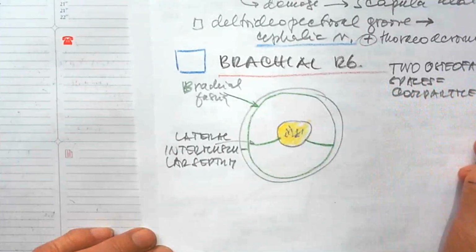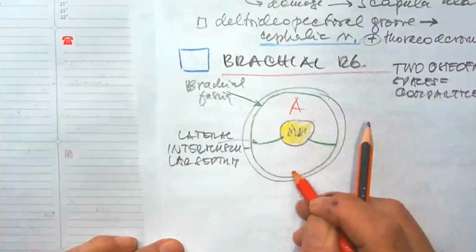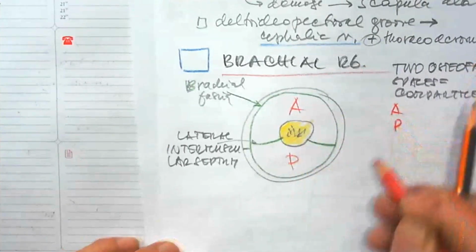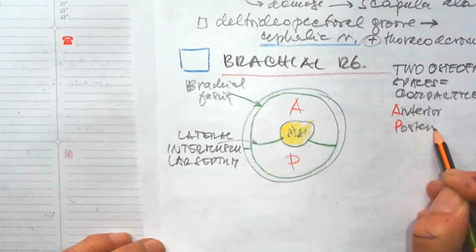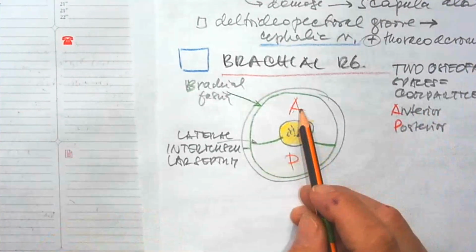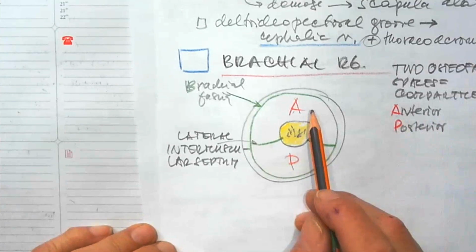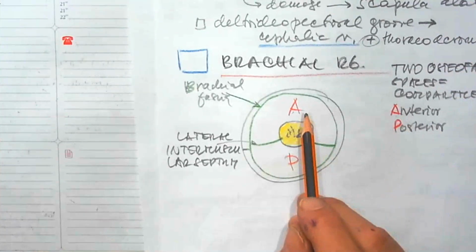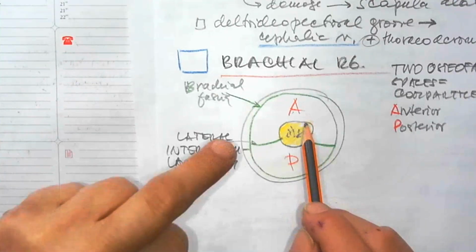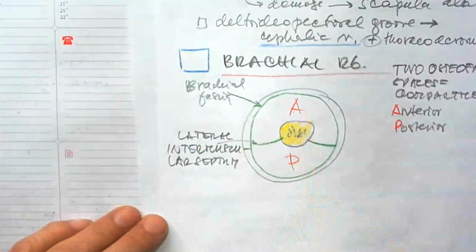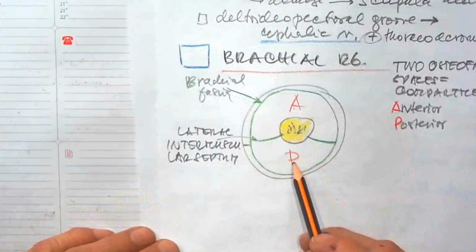Compartments, and the compartment is anterior, we can use A, and posterior. The anterior compartment, in fact, contains the flexors at the joint. This is the biceps brachii, and the posterior compartment contains the extensors of the same joint.